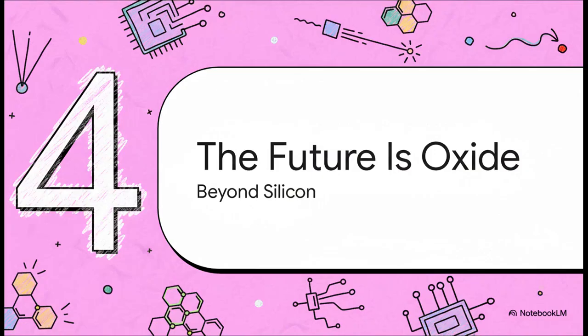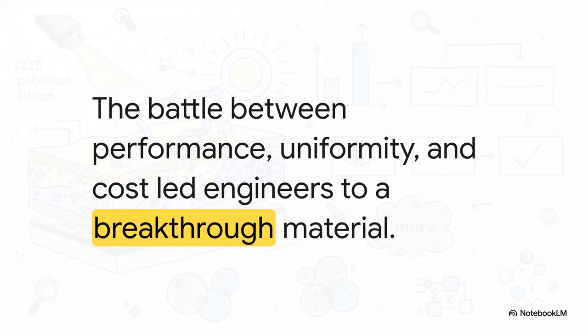So this constant battle, right? This trade-off between performance and uniformity and how hard it is to make and cost, it pushed scientists to look for something totally new, beyond silicon. And that led them to a whole new class of materials that promised to solve a bunch of these problems all at once. For years, the choice was basically between slow but uniform amorphous silicon and fast but non-uniform polysilicon.